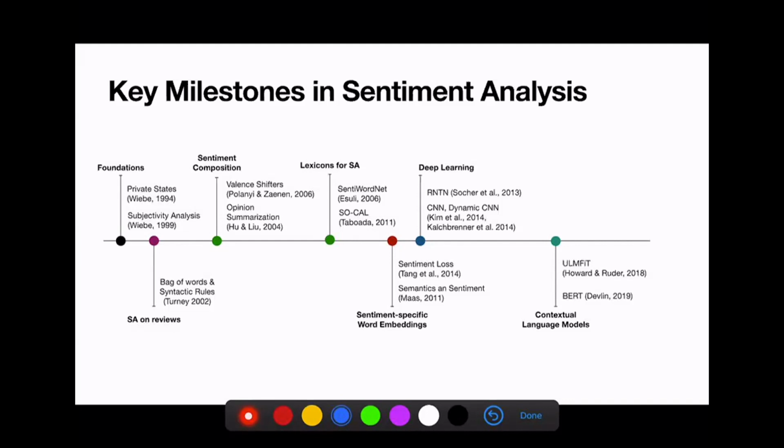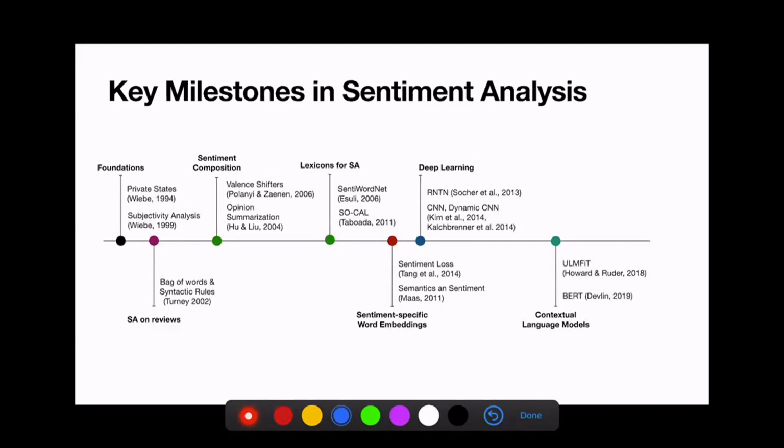Then the sentiment analysis field started growing very fast with the advent of RNTN and deep learning. I would mention two primary works here. First, the RNTN, recursive neural tensor network, and the 1D CNN, basically by Kim. These two works completely boosted the performance of sentiment analysis systems and changed the way we used to do sentiment analysis before 2013 or 2014.